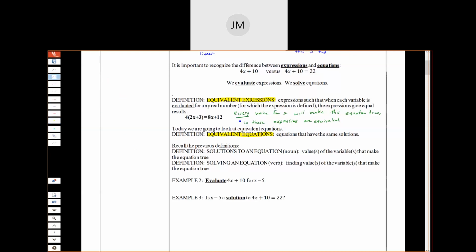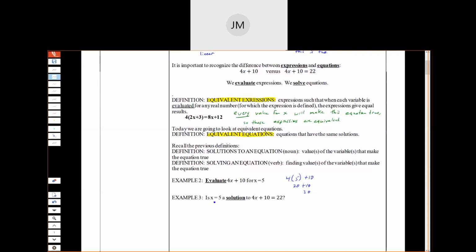Okay, evaluate 4x plus 10 for x equals 5. So what I'm going to do is evaluate this expression by plugging in this x value. I replace the x with its value in parentheses. So I have 4 times 5 plus 10, which is 20 plus 10, which is 30. Okay, so I have evaluated this expression.